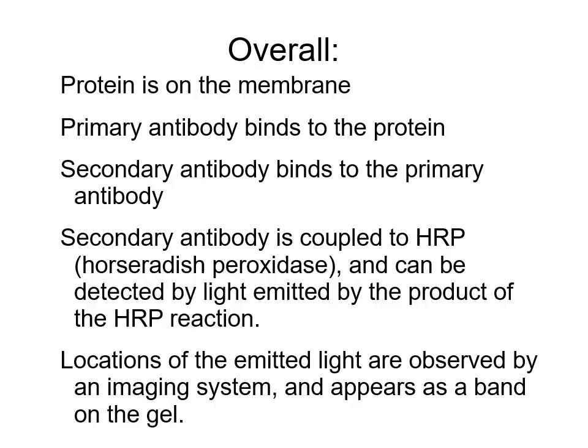Okay, so protein on the membrane, primary antibody binds the protein, secondary antibody binds the primary. The secondary is coupled to HRP, which can be detected by light emitted by the product of the HRP reaction. And then we can see the locations essentially by an imaging film, like taking a picture of it with film. The emitted light is observed, and this appears as a band on the gel, just as if we'd stained it.